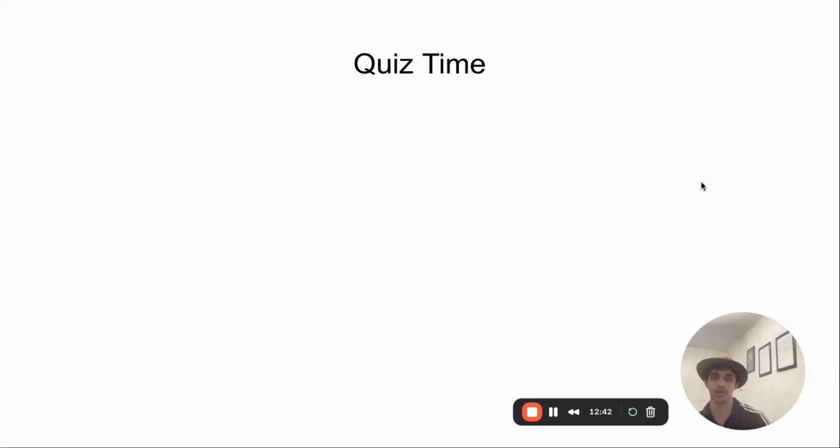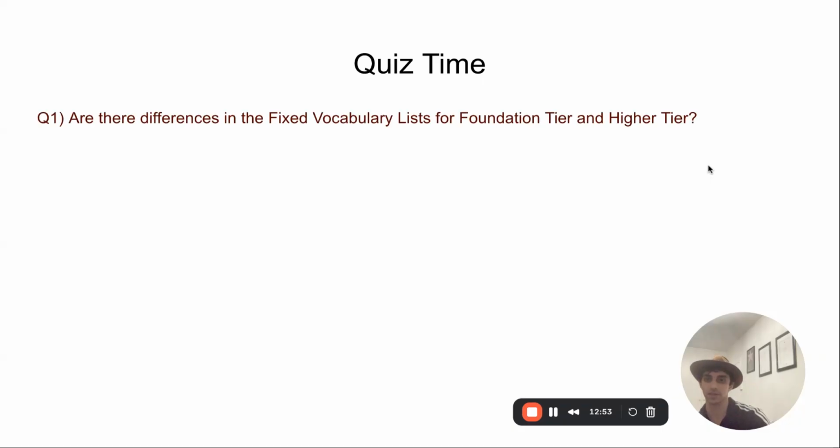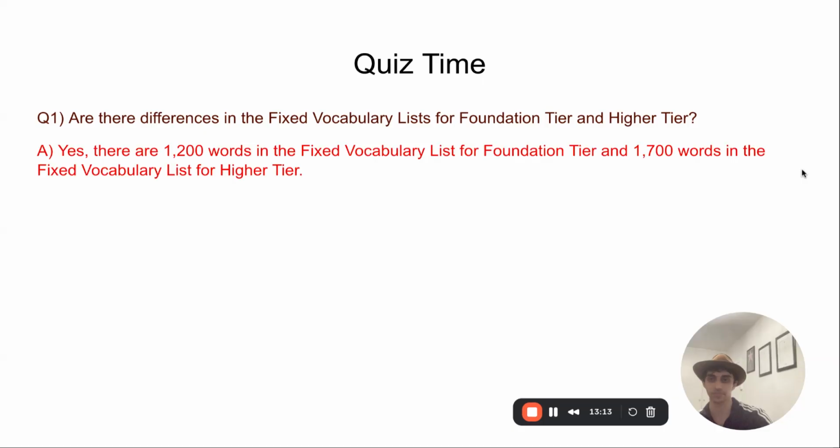Okay, so now I'm just going to put your understanding of these changes to the German GCSE exams from 2026 onwards to the test with a mini quiz. Question 1: are there differences in the fixed vocabulary lists for foundation tier and for higher tier? I spoke about this towards the beginning, so I'll give you a bit of time to reflect. Okay, let me show the answer.